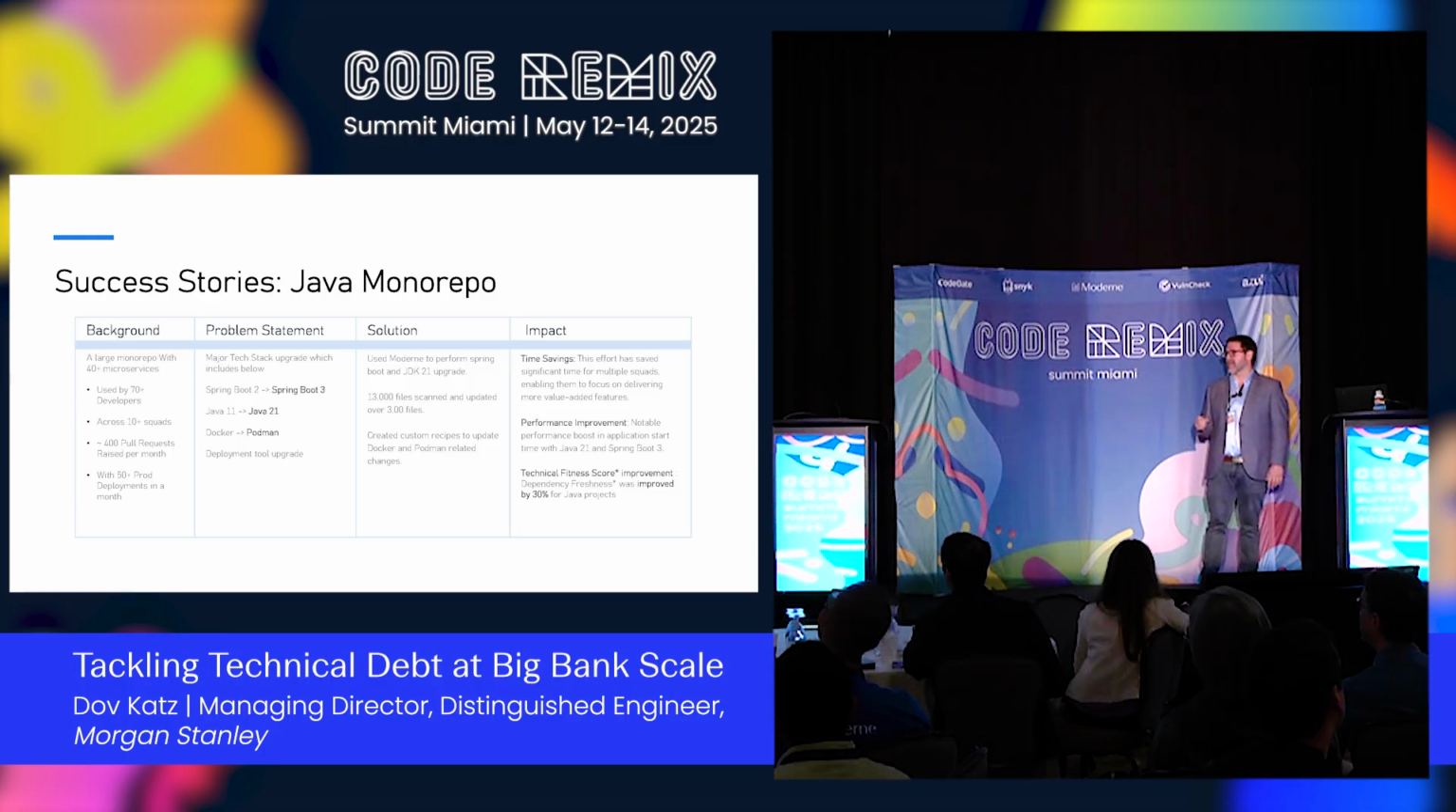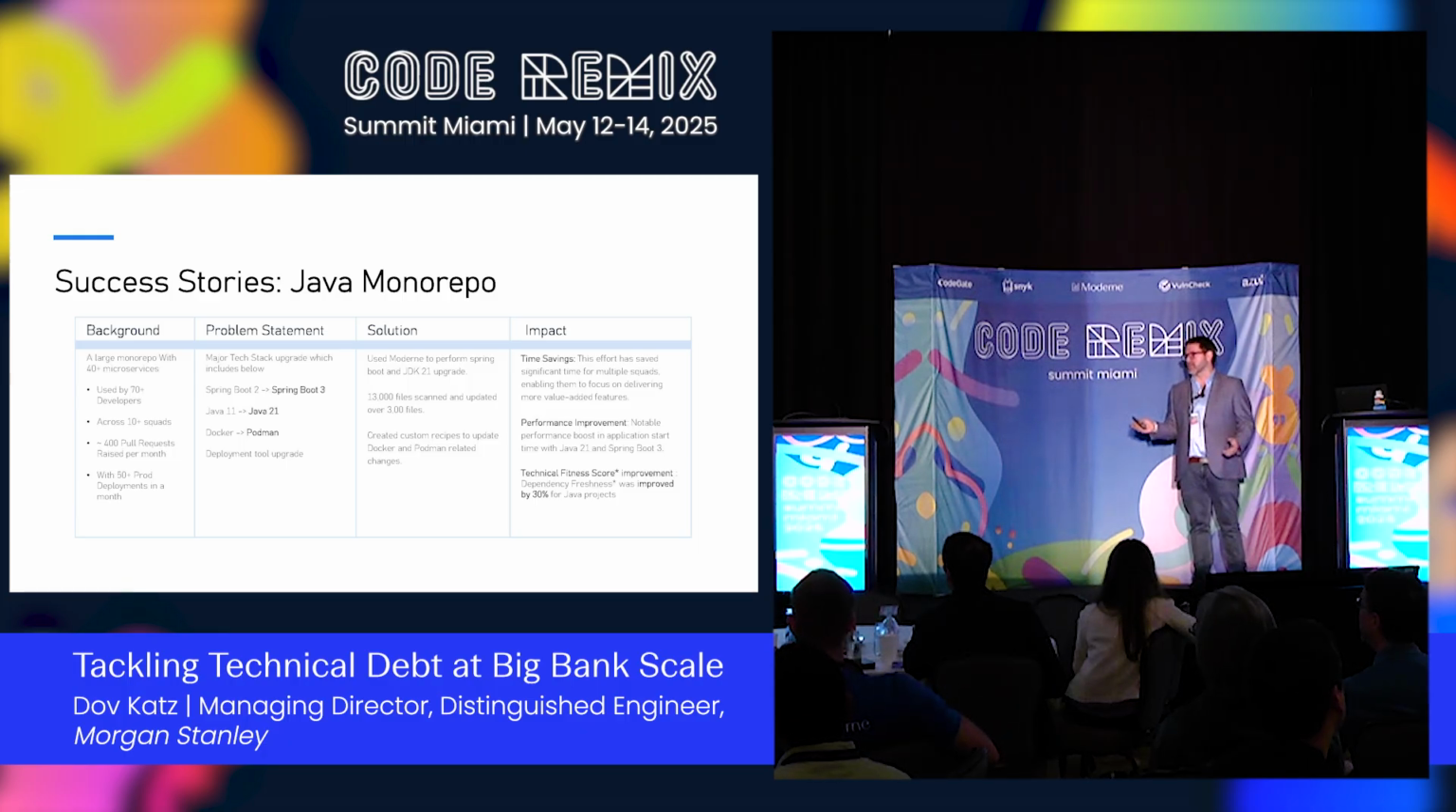And we have a heuristic that measures the technical fitness of a project based on its dependency age and the legacy tech it's using. And this improved that as well. So you see some asterisk there. That's just what that means.